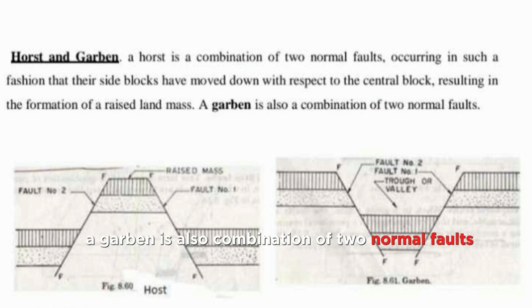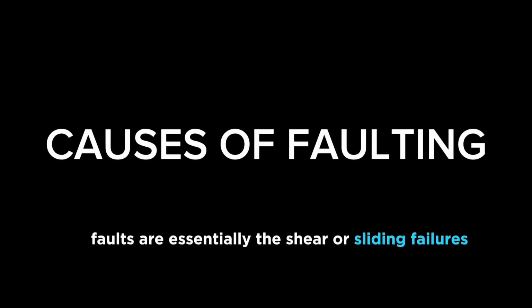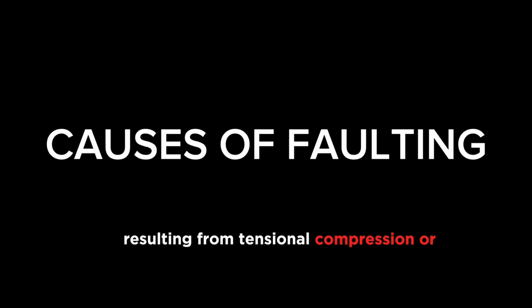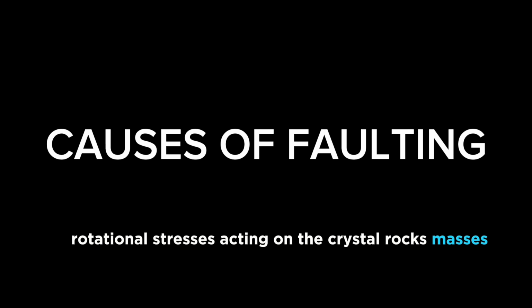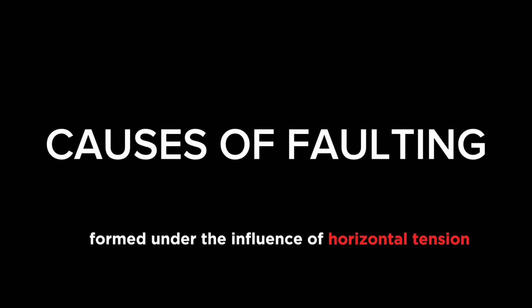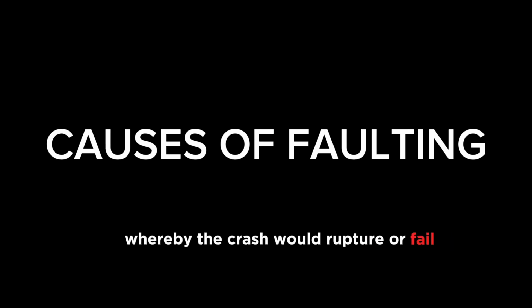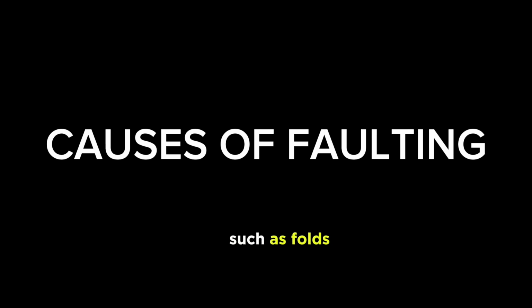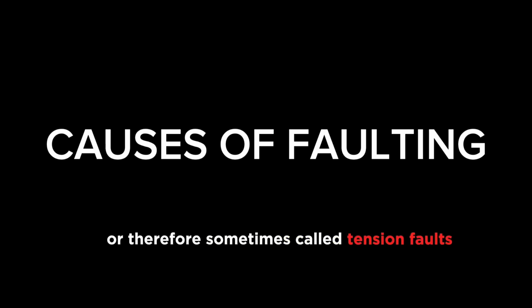A graben is also a combination of two normal faults. Process of faulting. Faults are essentially shear or sliding failures resulting from tensional, compressional, or rotational stresses acting on the crustal rock masses. Normal faults, or gravity faults, are assumed to have been formed under the influence of horizontal tension, whereby the crust would rupture or fail along vertical or nearly vertical fractures. Such faults are therefore sometimes called tension faults.